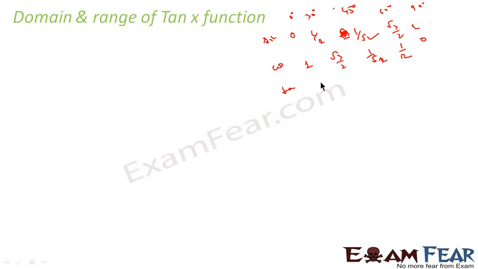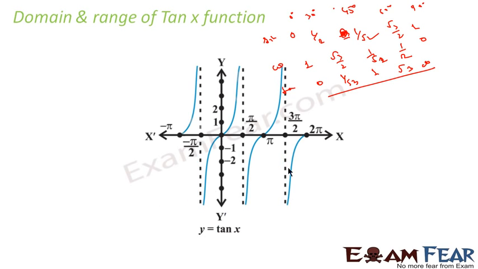Tan becomes 0 by 1, which is 0. Then 1 by 2 divided by root 3 by 2 is 1 by root 3, 1 by root 2 divided by 1 by root 2 is 1, root 3 by 2 divided by 1 by 2 is root 3, and 1 by 0 is undefined. So we have got these values of tan. Let's plot the graph. This is the graph we get.